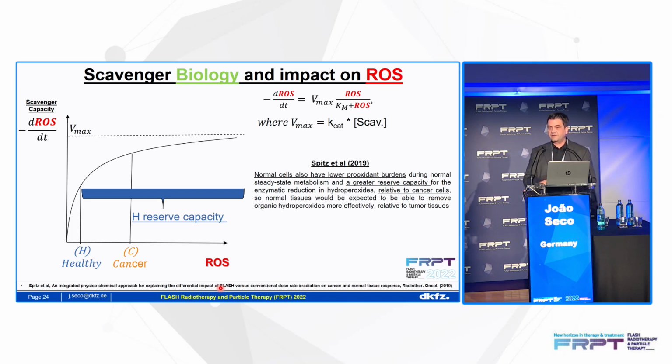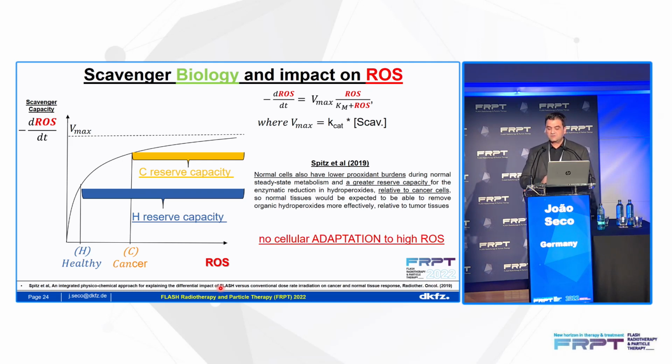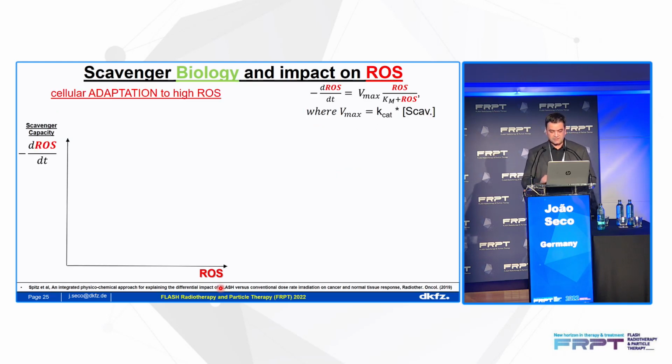The reserve capacity for the healthy tissue is larger than the reserve capacity for the cancer. But there is a problem in this assumption. It assumes that the cell has not adapted to high ROS. So cancer cells will be constantly adapting to higher ROS. And if we do the adaptation, things change a little bit.